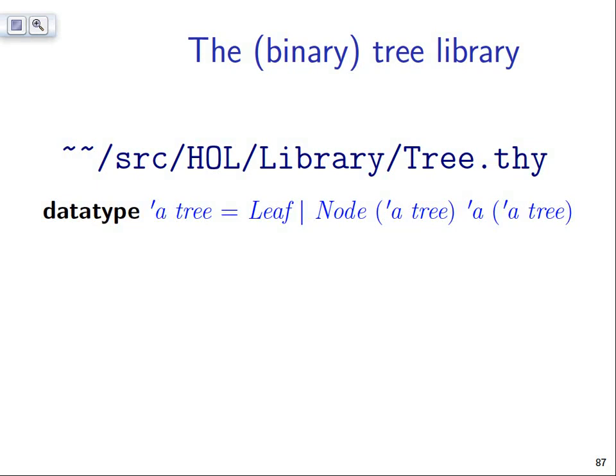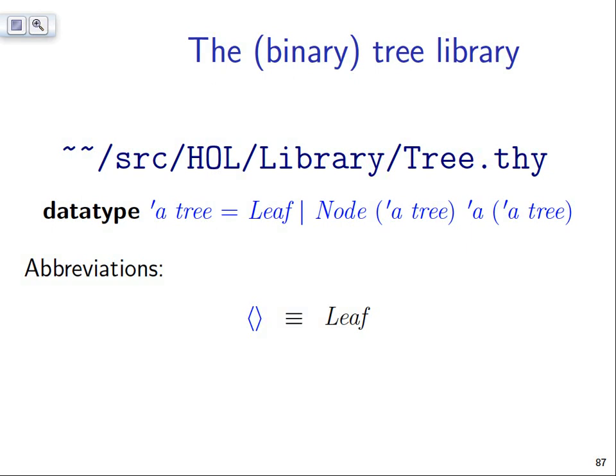Now, what's in there? I don't want to go through the whole file, there's quite a bit of stuff in there, but I will just mention the key things that we need. And the most important thing is, of course, the definition of the binary tree itself. So it's a data type with two constructors, leaf and node, where the node, the order of parameters is first the left subtree, then the element, then the right subtree.